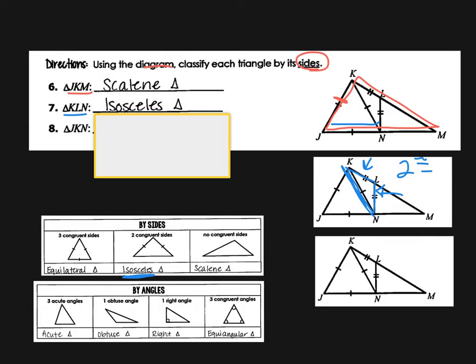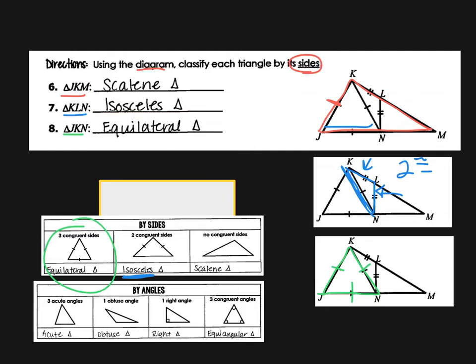Okay, isosceles triangle. My last one's going to be in green, triangle JKN. So I come here, J to K to N. It looks like all three of these sides are the same, so that is going to be equilateral. Now just if we wanted to take it a step further, this blue triangle KLN over here, it looks like this angle's obtuse, so it looks like that's isosceles obtuse, technically.